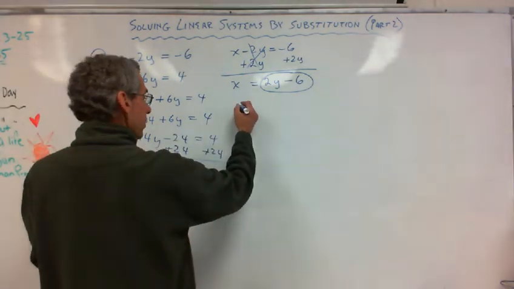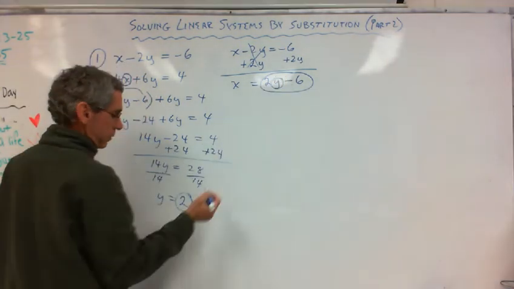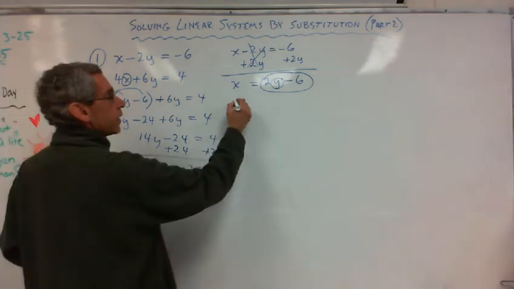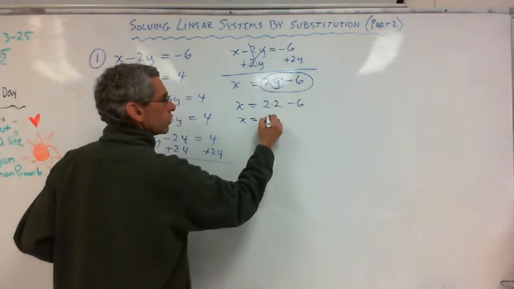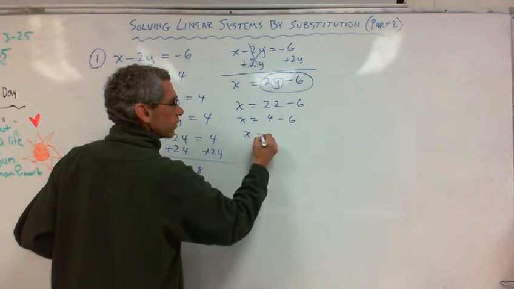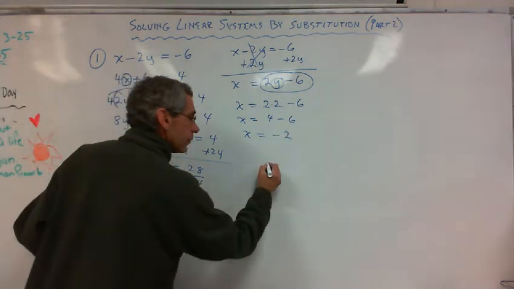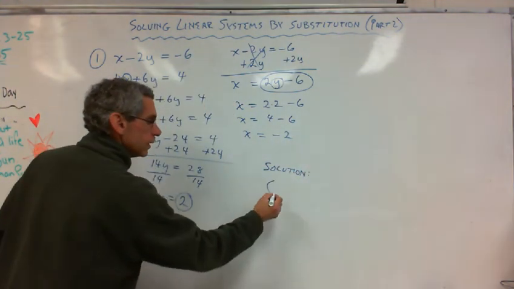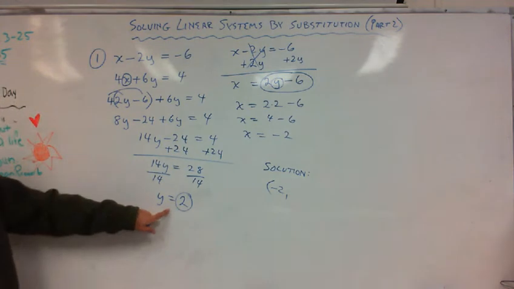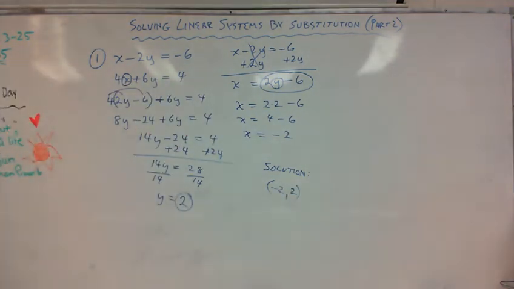So I'm going to put my 2 in place of this y. Does that make sense? So I've got x is equal to 2 times 2 minus 6. So x is equal to 4 minus 6. x is equal to negative 2. Right? So my final solution is (negative 2, positive 2). Pretty straightforward, right? All right, one last one.